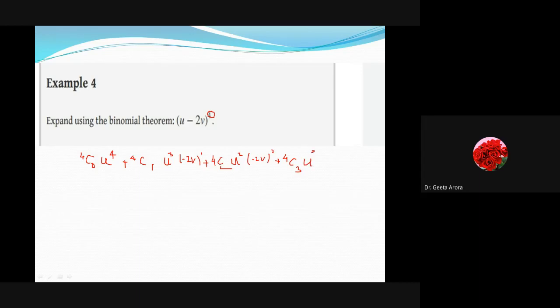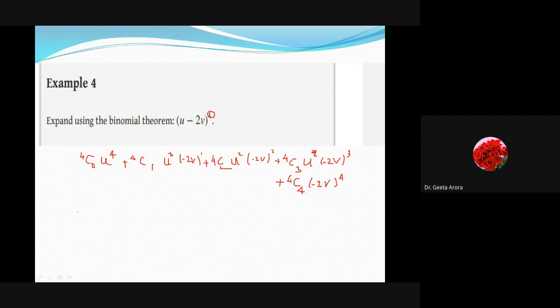u3, u1, no, u must be with 1. The difference, u is going to be decreased, and minus 2v is going to increase in the power, so minus 2v raised to power 3, and the last term is 4c4. u will not be there, it's raised to power 0, here we are only v. So the second term is minus 2v raised to power the maximum, which is 4. So you can check 3 plus 1 is 4, 2 plus 2 is 4.